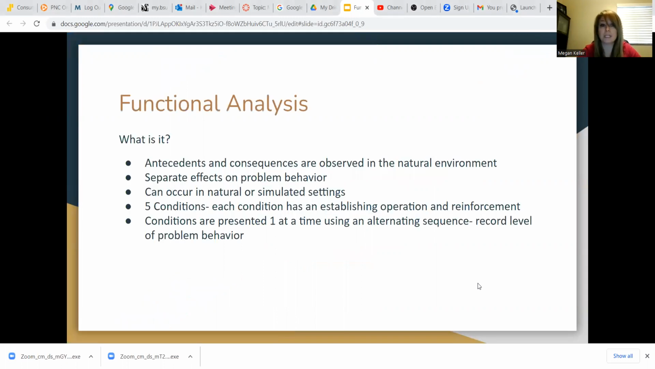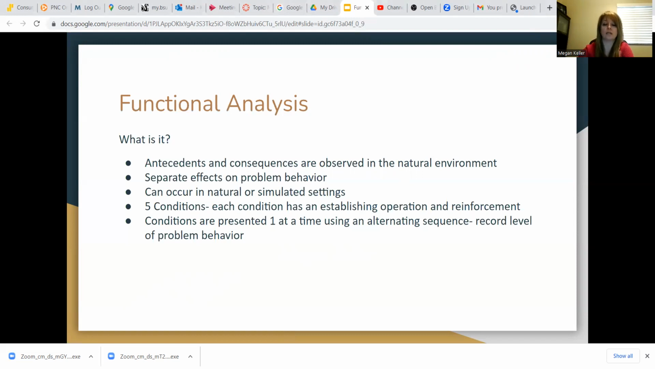Functional analysis, what is it? It is a process in which antecedents and consequences are observed in the natural environment. Separate events on problem behavior can be observed. It can occur in a natural or a simulated setting. And there are 5 conditions. Each condition has an establishing operation as well as reinforcement.